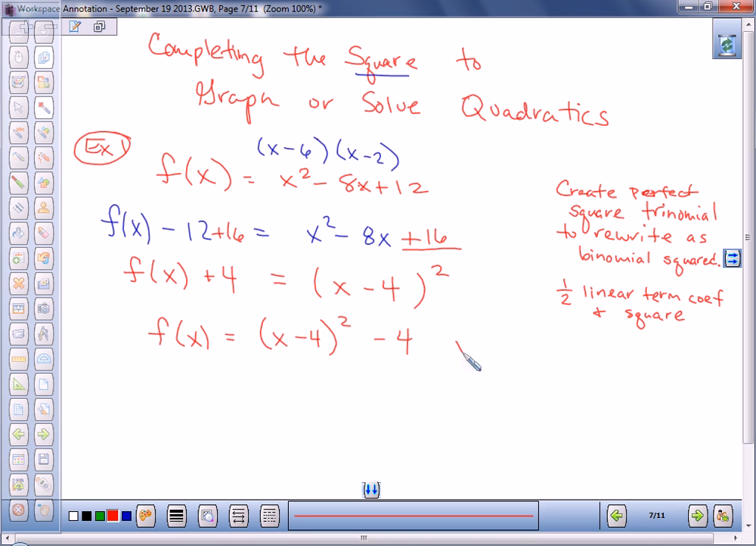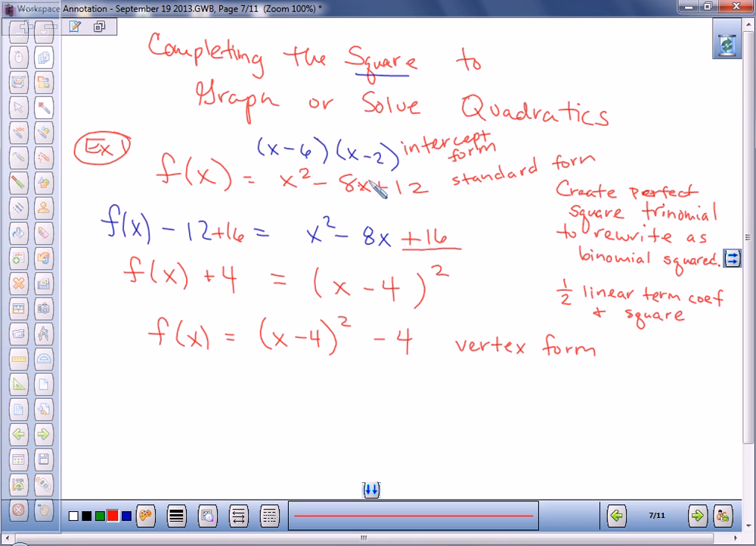So that's what we're doing. We're completing the square to write it in vertex form. So we started out with this form, which is standard form. Now yesterday, we looked at this form, which is intercept form. But today what we're doing is we're taking standard form and completing the square to write it in vertex form.